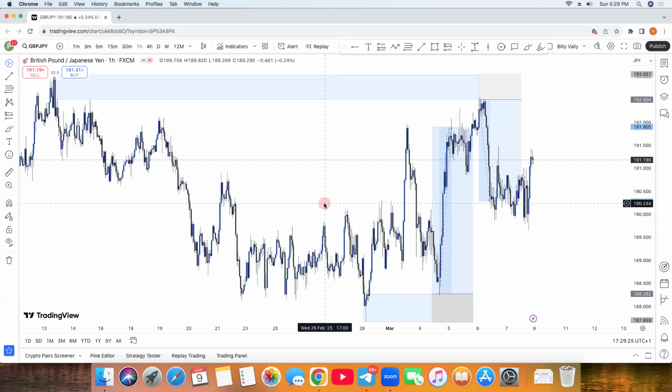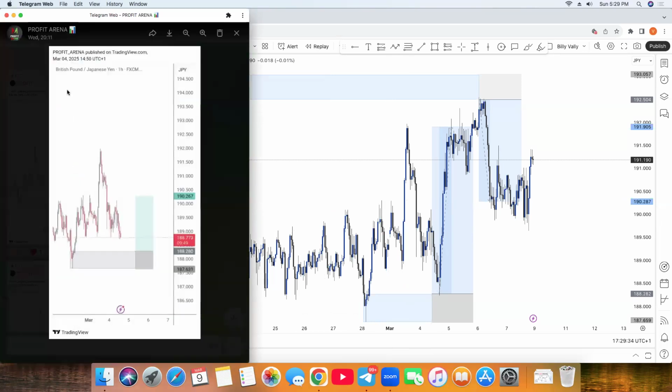We made massive profit trading this strategy last week. I didn't make all of the profit alone. I shared these trades with my Telegram community so you can see this trade. This was on the 4th of March 2025. This is GBP JPY, right? The same trade you're seeing right here.